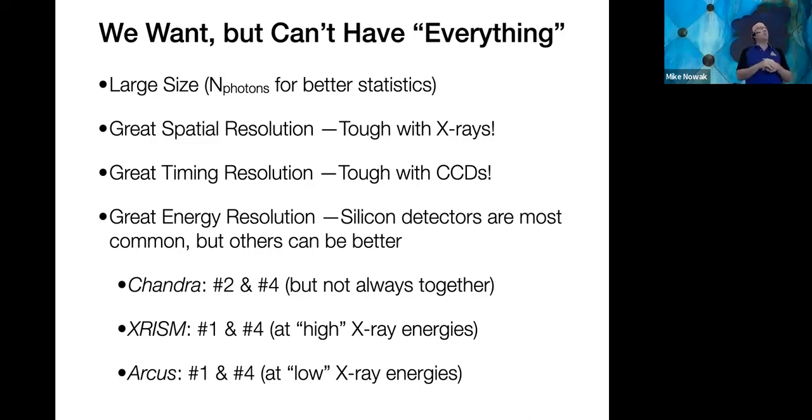So we're going to start off with Chandra, and Chandra is designed to do great spatial resolution with great energy resolution, although not always together, and you're going to see that in a moment. We're then going to talk about this satellite called XRISM, which is designed to have large area and great energy resolution with a little bit of spatial resolution at what we call high energy X-ray energies. This will be launched in the fall. And then we're going to end off talking about Arcus, which is designed to have large size and great energy resolution at low X-ray energies.